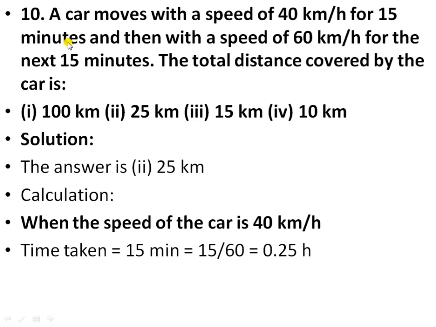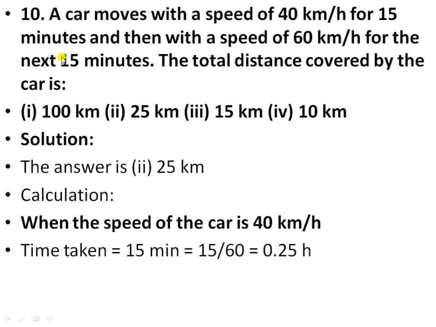Next is question number 7. A car moves with a speed of 40 km per hour for 15 minutes, and then with a speed of 60 km per hour for the next 15 minutes. You have to calculate the total distance covered by the car. So firstly, the speed of the car is 40 km per hour, and the time taken to cover this distance is 15 minutes.